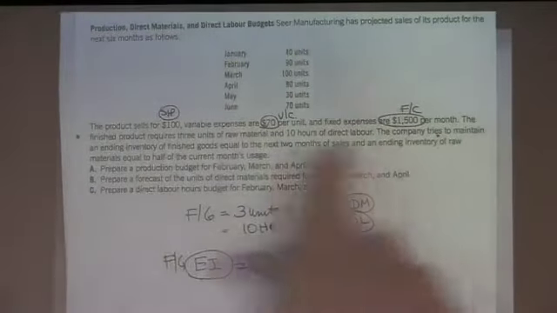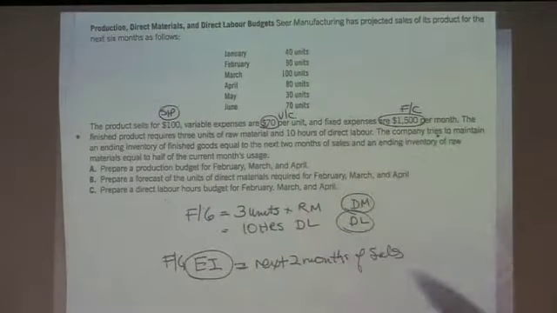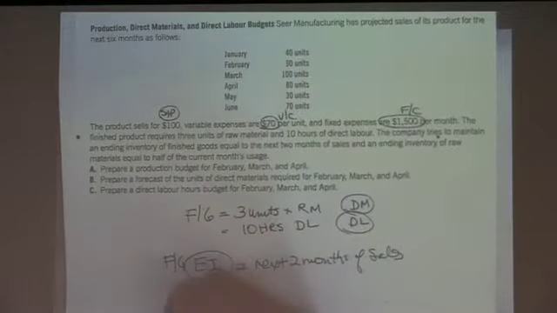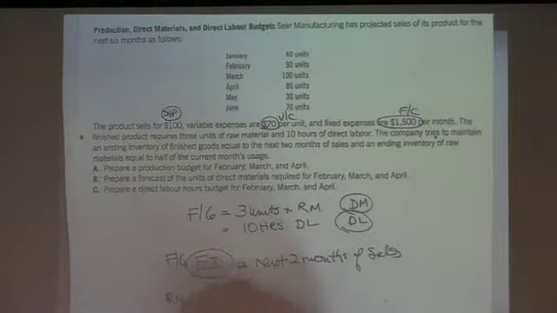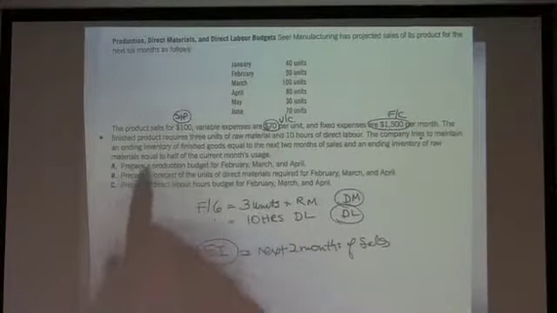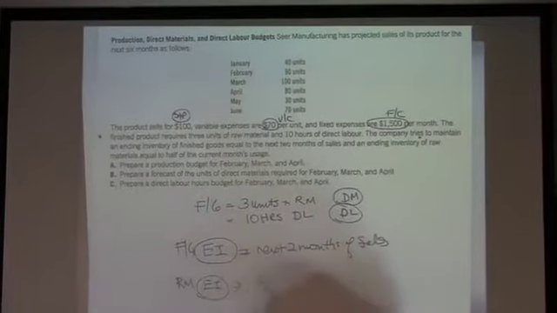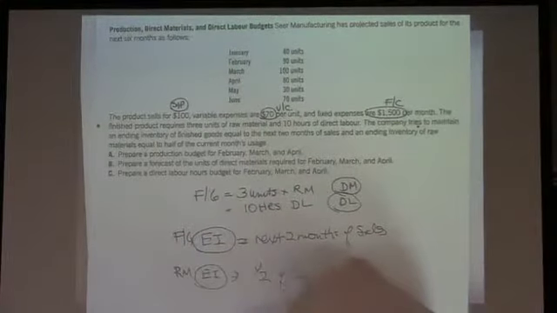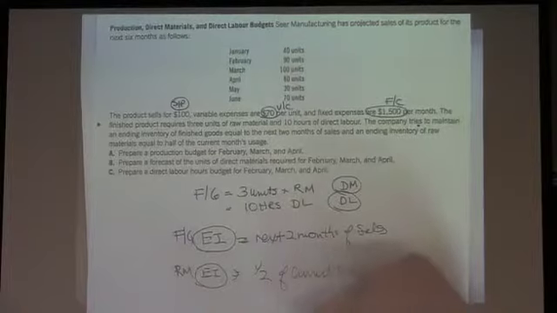Now it says the ending inventory of raw materials. So raw materials ending inventory, we're told, is equal to 1/2 of the current month's needs.